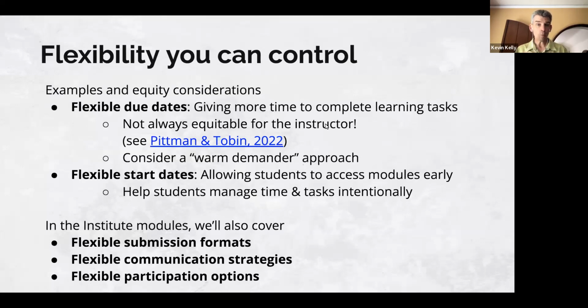When we start looking at what flexibility means in terms of how we provide it, there are flexibility examples, but then we can also start jumping into what the equity considerations are around those ideas. For example, many of us played around with the idea of flexible due dates during the pandemic, giving students more time to complete learning tasks. However, we also learned that that's not always equitable for every instructor.